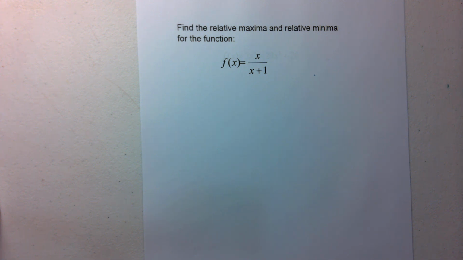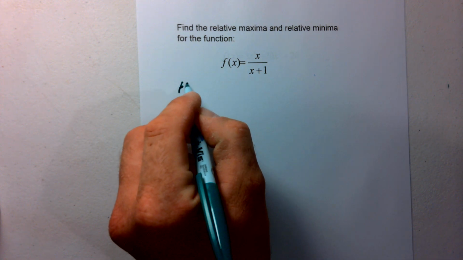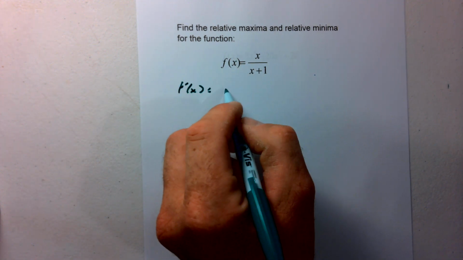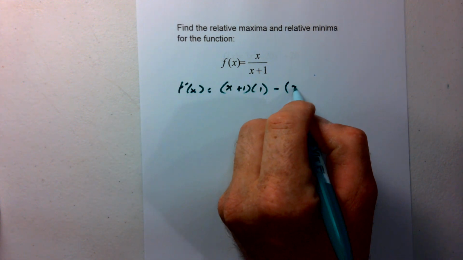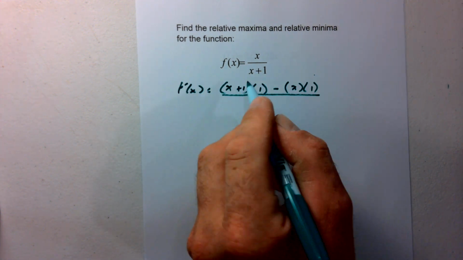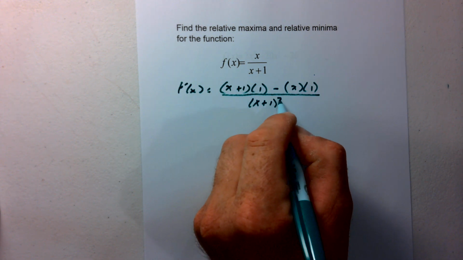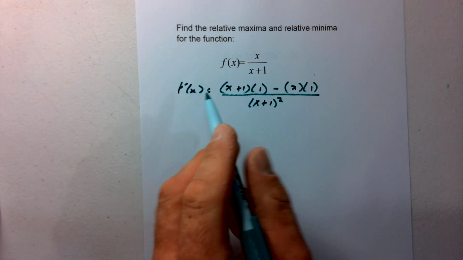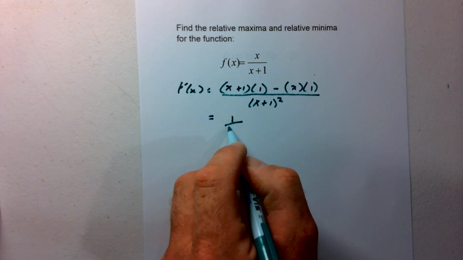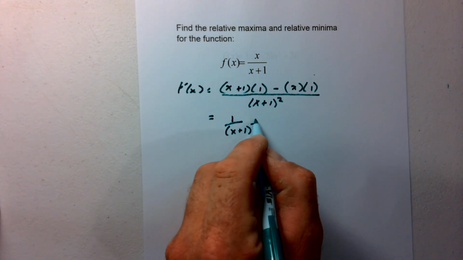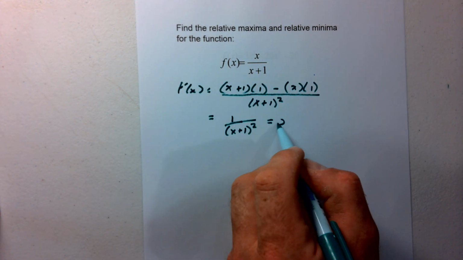So we can also do this with our radicals and our rationals and anything of that sort. So let's go ahead and talk about a rational here. Again, we're going to find our first derivative. Looks like here we have a quotient rule. So we have x plus 1 times 1 minus x times 1 divided by that denominator squared, which is x plus 1 squared. We're going to go ahead and clean that up. Well, x plus 1 minus x, so I get 1 divided by x plus 1 squared. Go ahead and set that equal to 0.